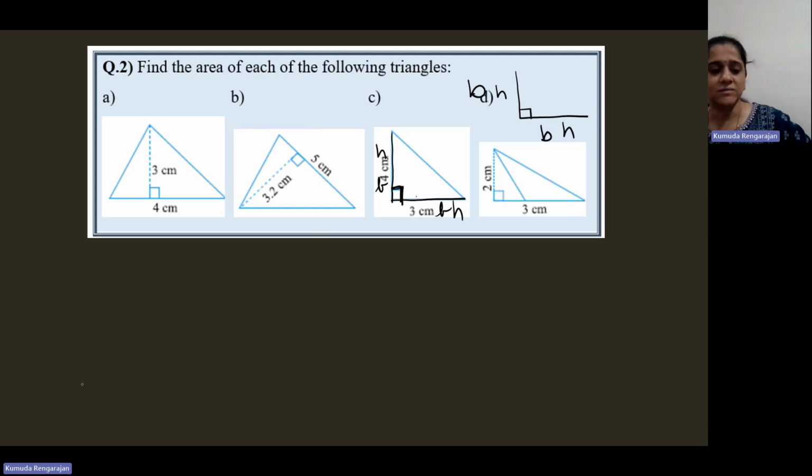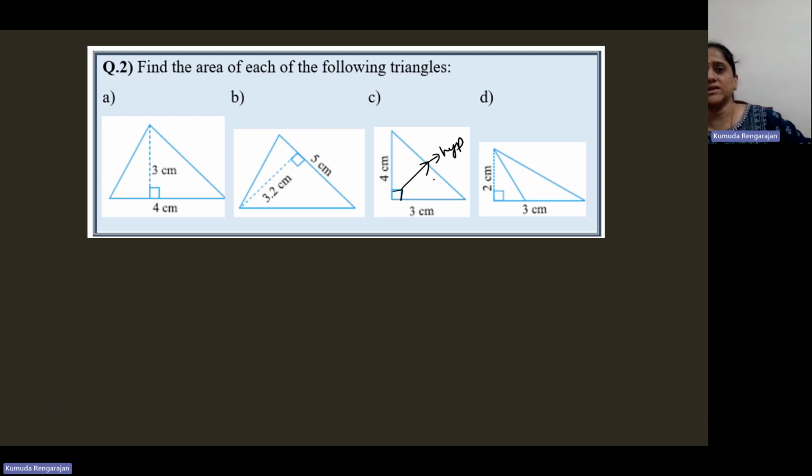In a right triangle, leave the hypotenuse. This is the hypotenuse, right? The side which is opposite of the right angle, that's the hypotenuse. And leave that side. The remaining two sides, if you take one of them as the base, the other one is the height. If you take this as the base, then this is the height. All right? So half into, if you take 3 as the base, then height is 4. If you take 4 as the base, then height is 3.